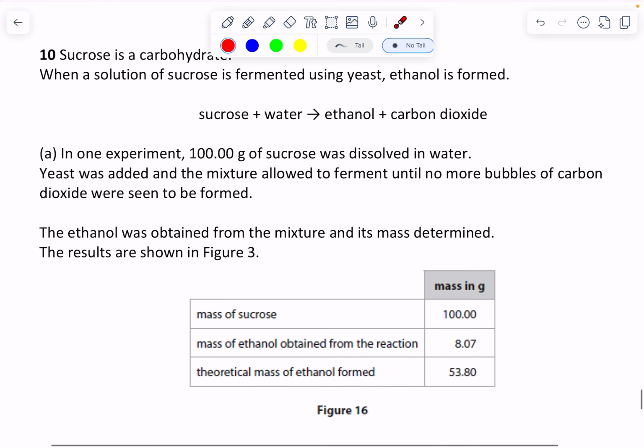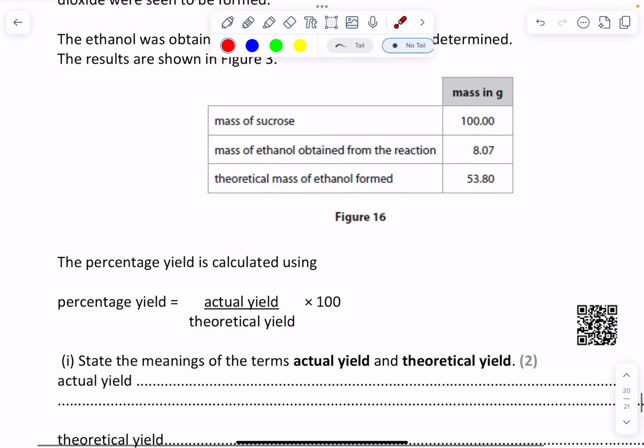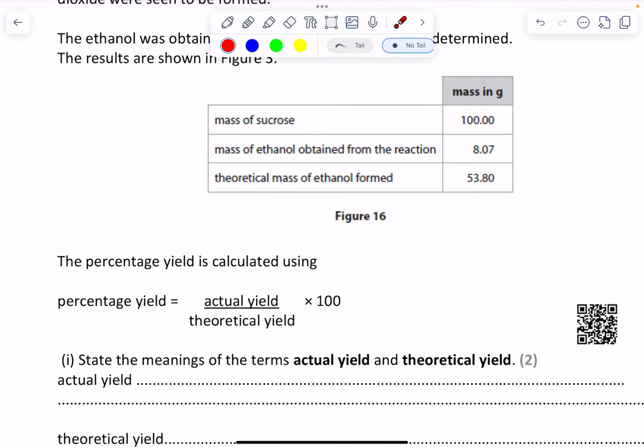We've got 100 grams of sucrose. The yeast has been added to allow it to ferment, and we get the gas carbon dioxide starting to form. Ethanol is also obtained, and here we've got some information showing us the values, the mass of each of those bits. So here we've got the mass that was obtained, and this is the theoretical mass.